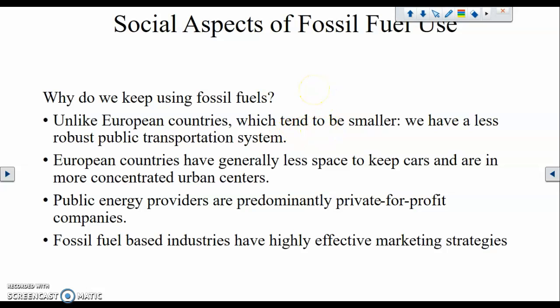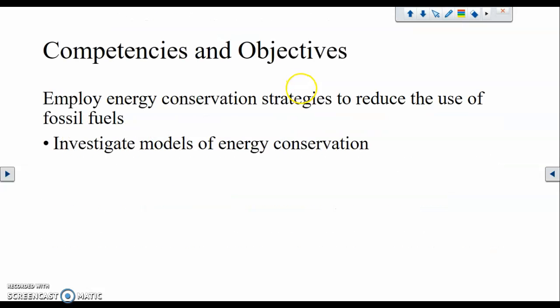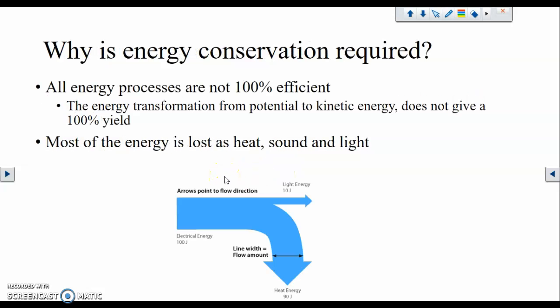So again, it also depends on where you live in this case. All right, so that's that. Now we're talking about the third learning objective, which is models of energy conservation. How do you actually conserve energy in this case, and why is energy conservation required?